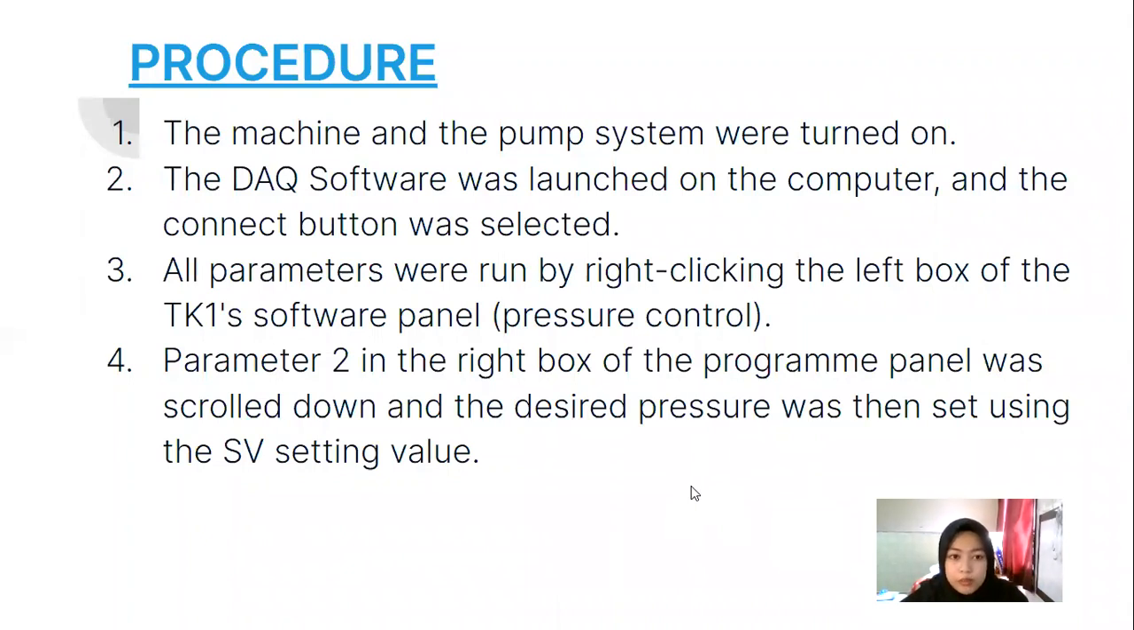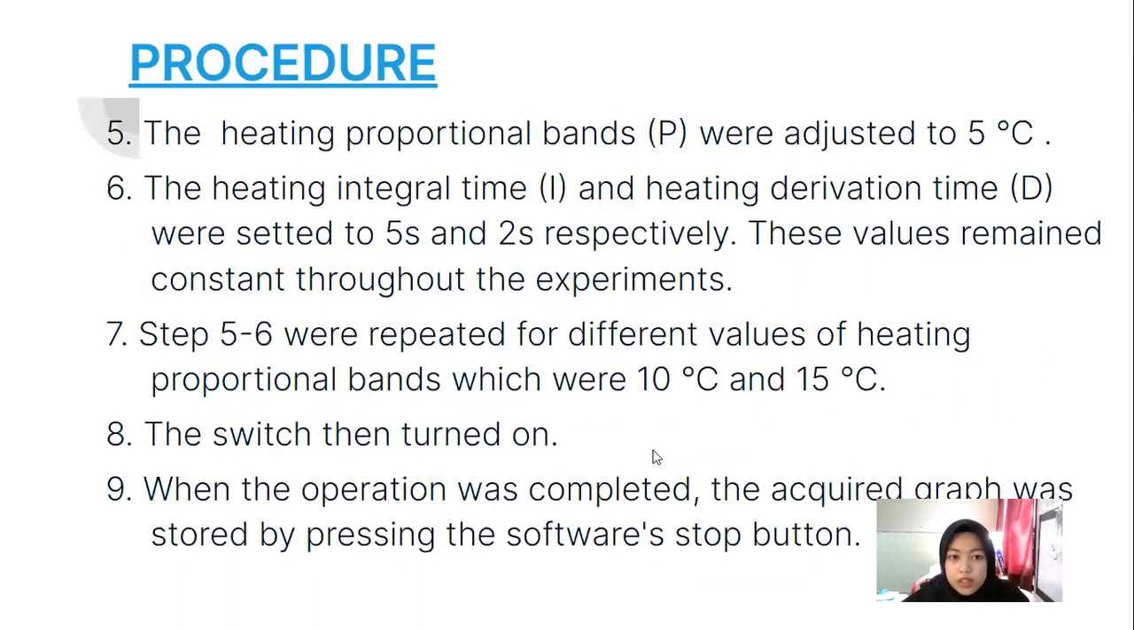The first step is that the machine and the pump system were turned on. The second step is the DAQ software was launched on the computer and the connect button was selected. Then all the parameters were run by right-clicking the left box of the TK1 software panel, which is the pressure control. The fourth step is parameter 2 in the right box of the program panel was scrolled down, and the desired pressure was then set using the SV setting value.